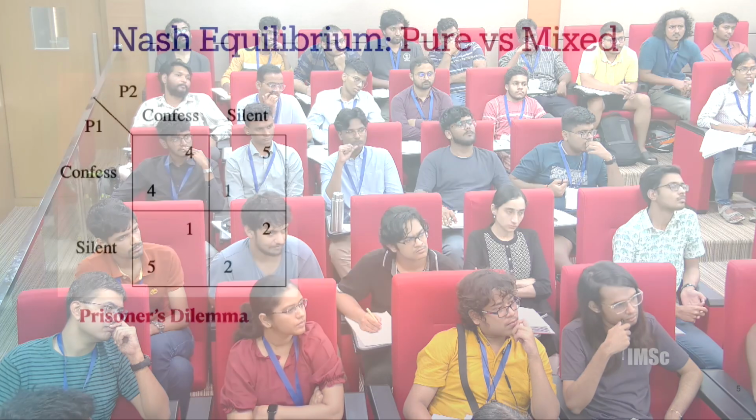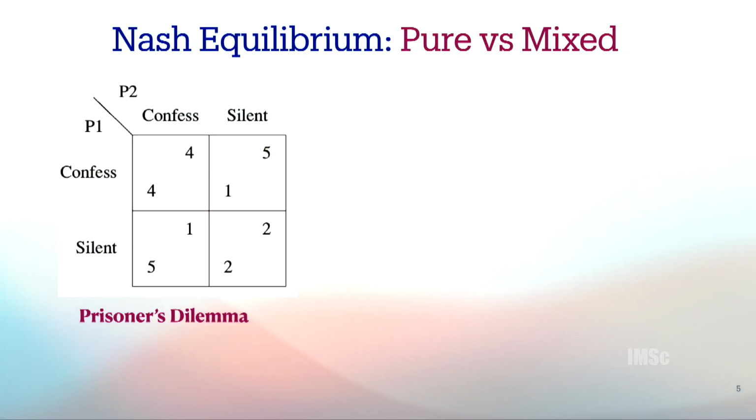What about silent, confess? Does this constitute a pure Nash equilibrium? The person who is silent, if he confesses, gets an improvement, so there is an improvement path for him also. So what we saw was a dominant strategy, and it is also a Nash equilibrium. But dominant strategies need not always exist, as we saw before; they do not exist in most games. So this is a pure Nash equilibrium.